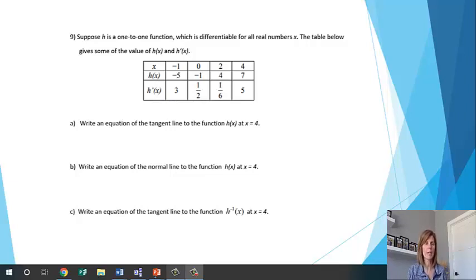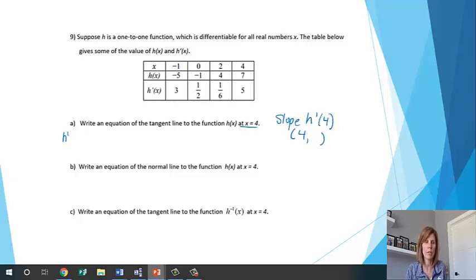All right, part A asks me to find an equation of the tangent line to the function h of x at x equals 4. So notice this time it has nothing to do with an inverse. It just asks us about the function h of x at x equals 4. So I know that we need to find the slope, and since we're dealing with h, it's going to be h prime at 4. And we know it's at x equals 4, so it's going to be the point for something.